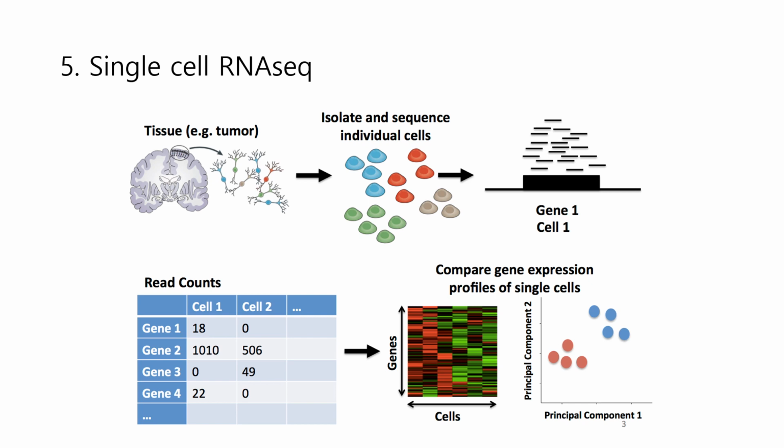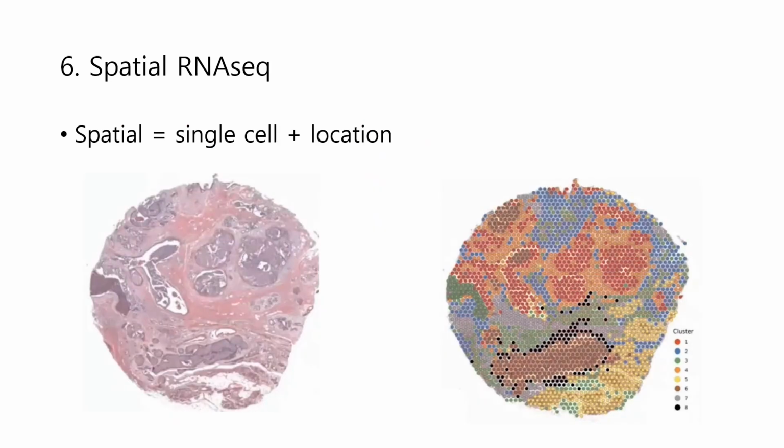These days, single-cell RNA sequencing is commonly used. You can take tissue and isolate and sequence individual cells. Then you will have RNA expression analysis of single cells. Spatial RNA-seq is another method derived from single-cell RNA-seq, but it provides information on location.